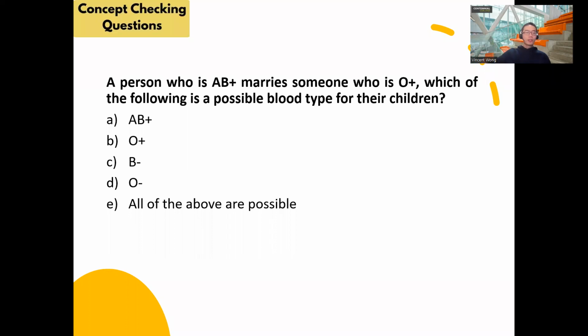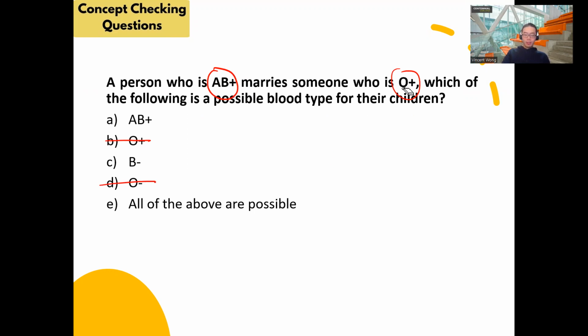You should not need to do a Punnett square to answer this question. You just have to think about the 4 rules that we wrote down earlier. So we have a person who is AB and a person who's O positive. AB individuals cannot have type O babies. So B and D would not be the answer.